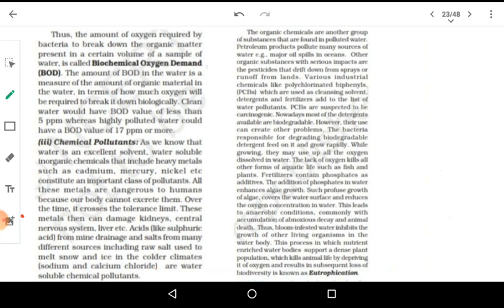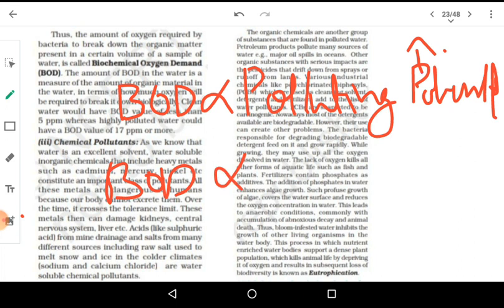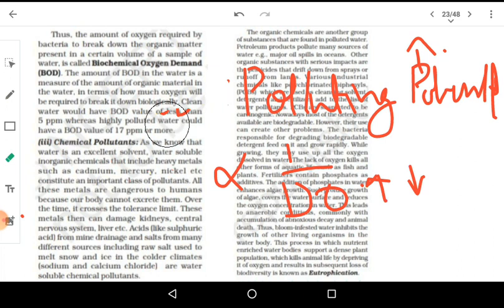Now the amount of BOD in water is a measure of how much organic material is present in that particular water. If the BOD is greater, then we can say that it is more polluted. So BOD is directly proportional to polluting potential. That means if BOD is more, then pollution is also more, because the pollution potential is also more. And BOD is inversely proportional to dissolved oxygen. That means if dissolved oxygen is more, BOD will be less, and if BOD is more, then dissolved oxygen will be less. So these are the two important relations.